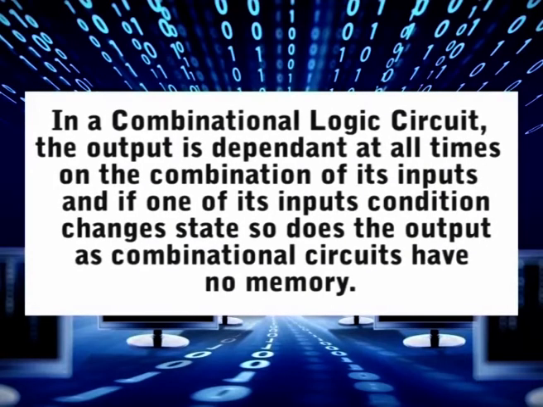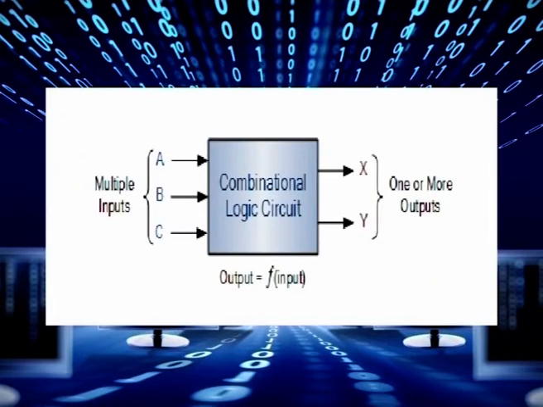The result is that combinational logic circuits have no feedback, and any changes to the signal being applied to the inputs will immediately have an effect at the output. In other words, in a combinational logic circuit, the output is dependent at all times on the combination of its inputs, and if one of its input conditions changes state, so does the output, as combinational circuits have no memory. Look at the diagram of a combinational circuit. A combinational circuit has multiple inputs and multiple outputs.